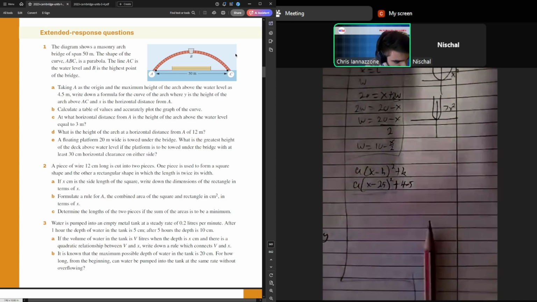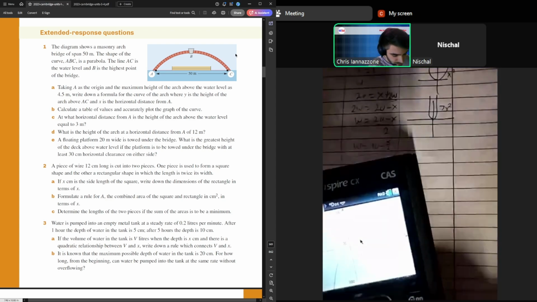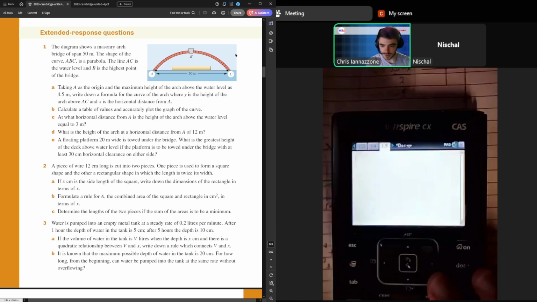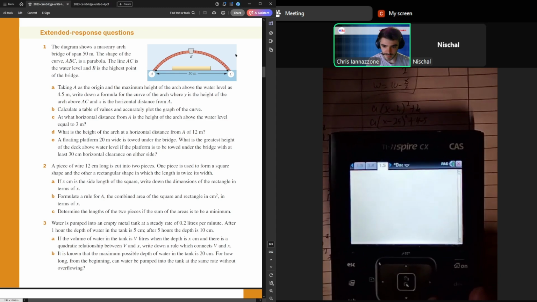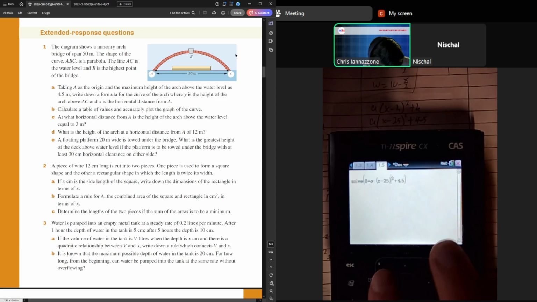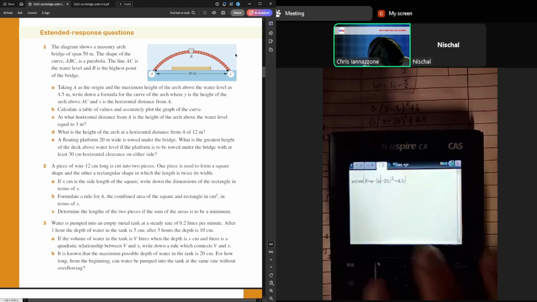You can do that by hand, of course. This is extended response, so to answer it more efficiently, you'd want to get the CAS involved. From here, you would do a solve, menu 3, 1. You would say 0 equals a. Okay, I've already assigned a to something else, so we'll call it o instead. o times (x take 25) all squared plus 4.5. Probably should have put x equals 0 there.